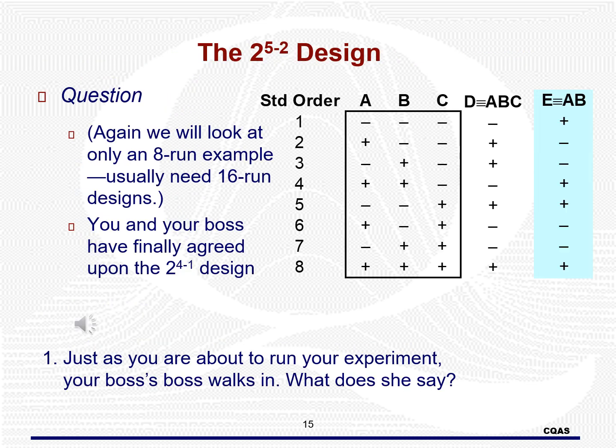Now we have set up our 2^(4-1) design and are about to run this in random order, of course, when in walks your boss's boss and tells you that we need to add another factor. Now, since we have already used the three-way, we need to choose one of the two-ways to confound with factor E, so we let E equals AB. Now, let's take a look at how this affects the design.